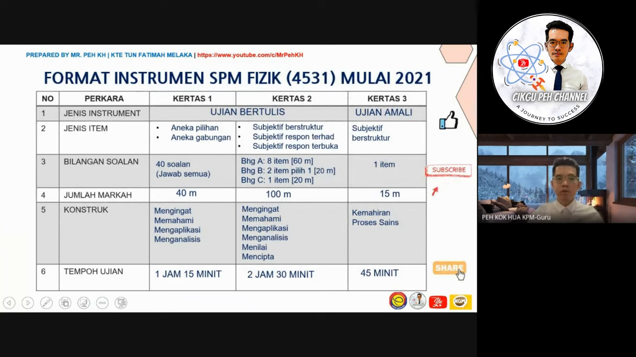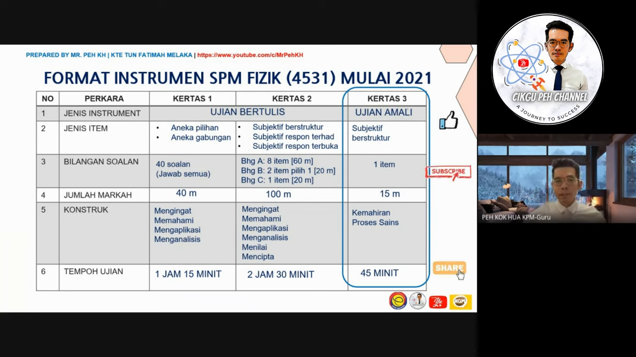Okay, so this is the format instrument for Physics SPM, which started from 2021. So we have Paper 1, Paper 2, and Paper 3. As mentioned just now, today we are going to focus on the Paper 3 discussion.